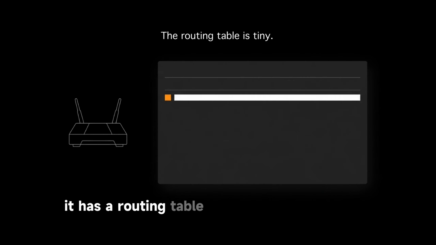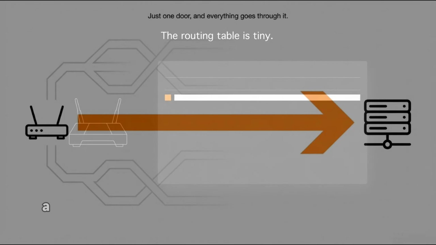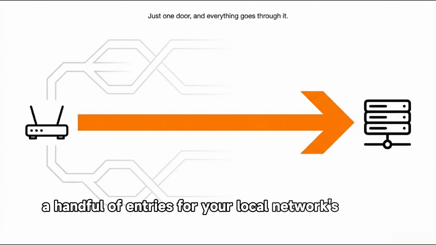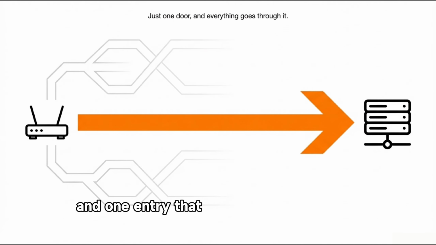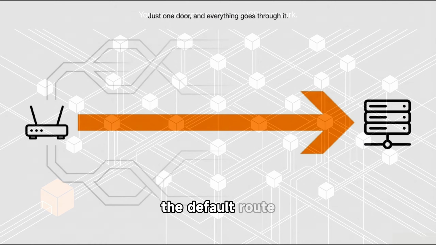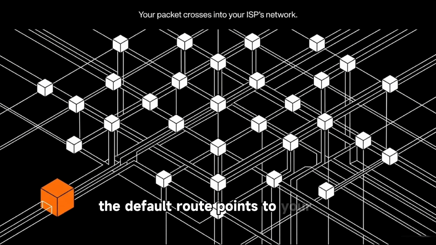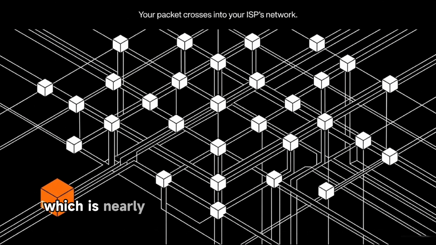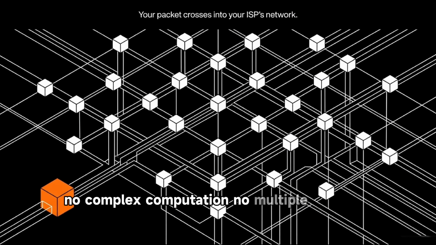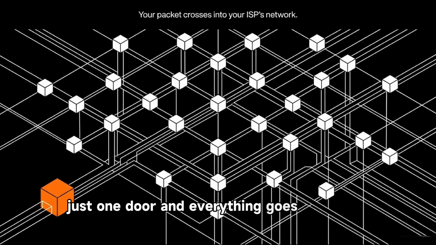The first hop, your home router, is a small, simple device. It has a routing table with almost nothing in it, a handful of entries for your local network's devices, and one entry that covers everything else, the default route. The default route points to your ISP. For every packet destined for the internet, which is nearly every packet that leaves your home, the home router's decision is the same: send it to the ISP. No complex computation, no multiple paths to evaluate. Just one door, and everything goes through it.